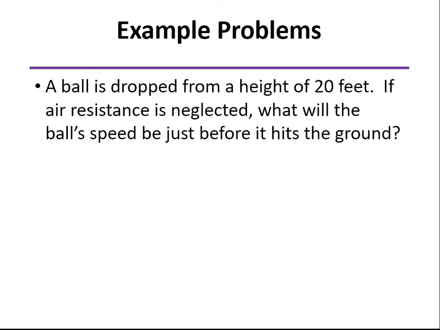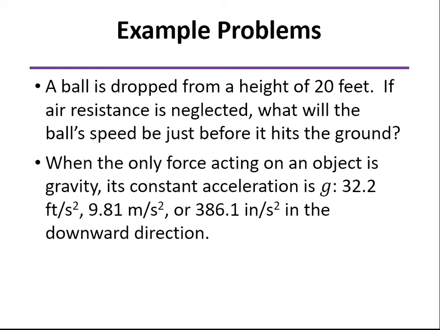Now here's another example problem. In this case, it says we drop a ball from 20 feet. We have to make an assumption here that there's no air resistance, and over 20 feet that would probably be negligible. And how fast is it going just before it hits the ground? Well, for this, we do have a constant acceleration, and that is g. The values for that are shown here, 32.2 feet per second squared, 9.81 meters per second squared. Those are the ones we'll use mostly in this class. Sometimes, especially in machine design, we use 386.1 inches per second squared, since we tend to look at motion in inches per second rather than feet per second.